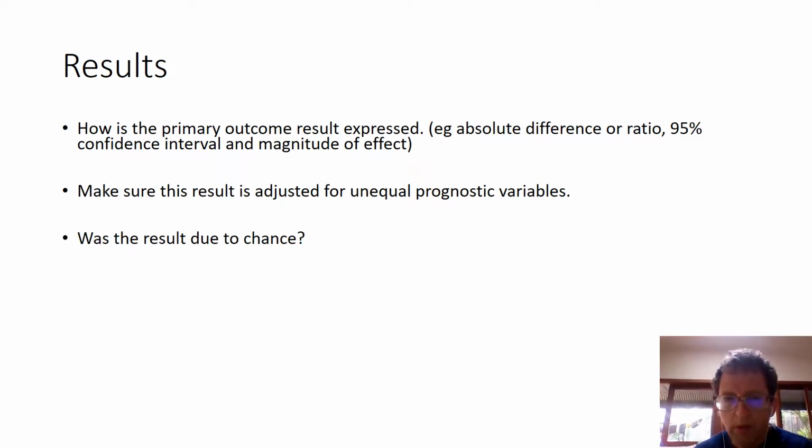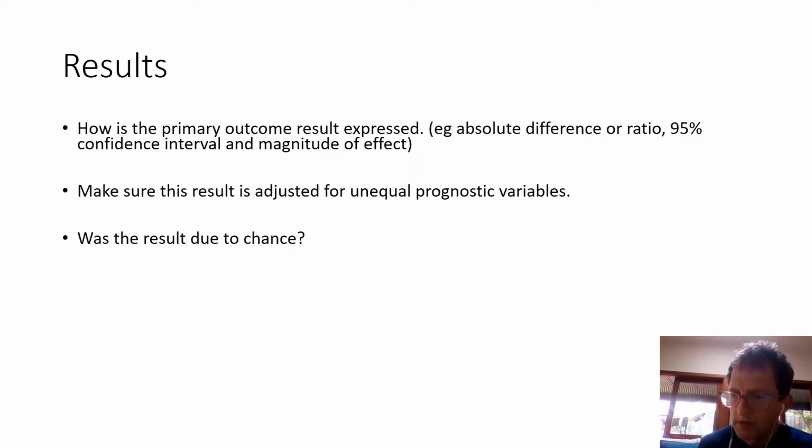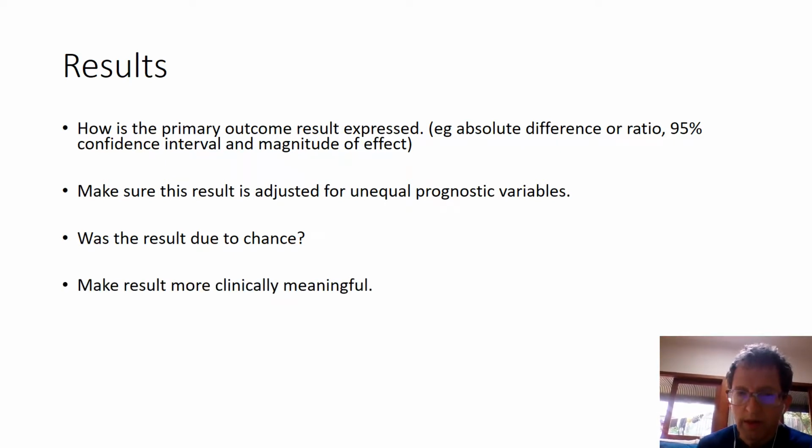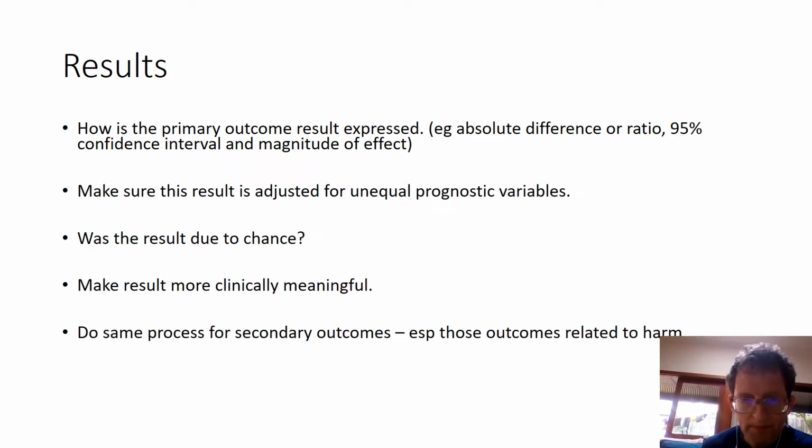We then want to know, was the result due to chance? And this is an area that you do need to know quite well, and there are 2 possibilities. One is that of a paper where there's a positive result, and the other is where there's a negative result. We then try to make the result more clinically meaningful, and we'll show you how to do that. And then, as I said, I go through the similar process for the secondary outcomes, especially those related to harm.